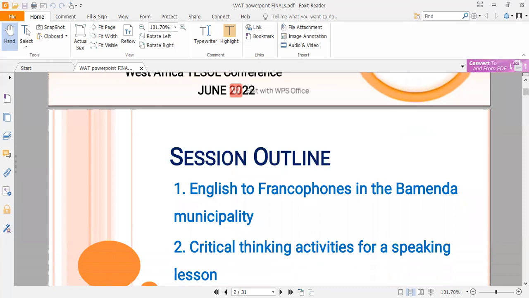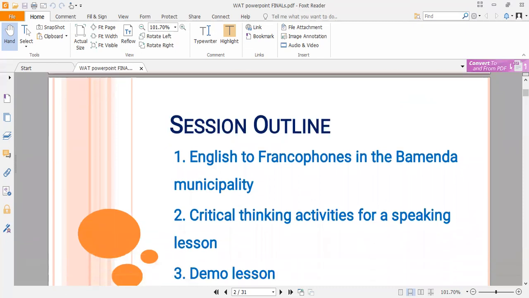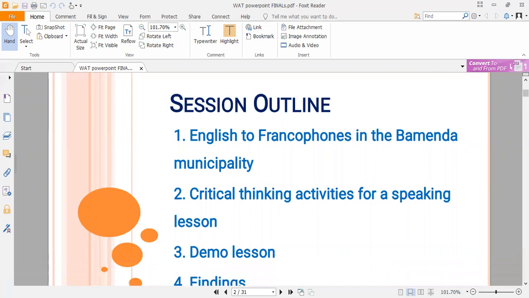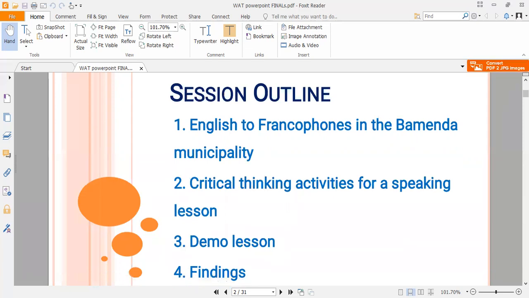So our session is going to run like this. We'll begin by talking about our learners, that's our teaching context. We'll present the critical thinking activities that we actually brought into the classroom. In the third place, we'll have our lesson proper. That's what actually happened in the class. And finally, our observations, that is the transformations we found in the learners.